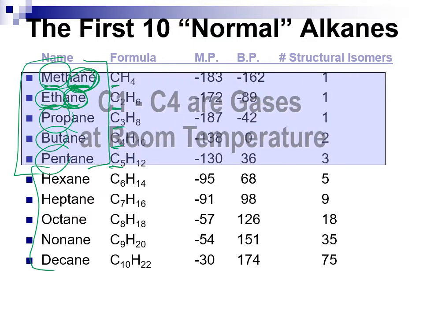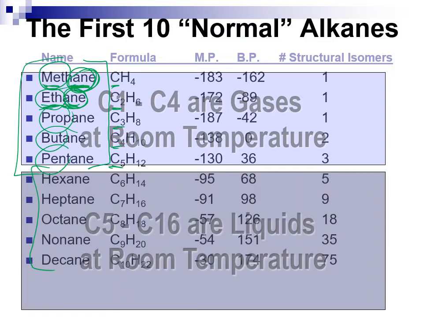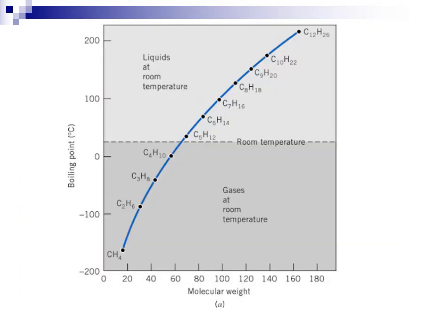The smaller guys, anything pentane and below, is going to be a gas at room temperature because it has relatively low London forces. But as you get bigger, you're going to have greater London forces, and so these larger molecules end up being liquids at room temperature. Their boiling points are going to look something like this. So as the molecule gets bigger, the boiling point is increasing.